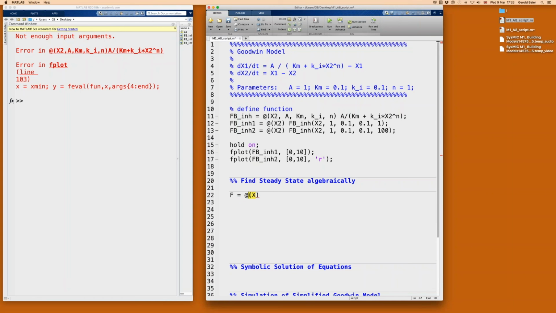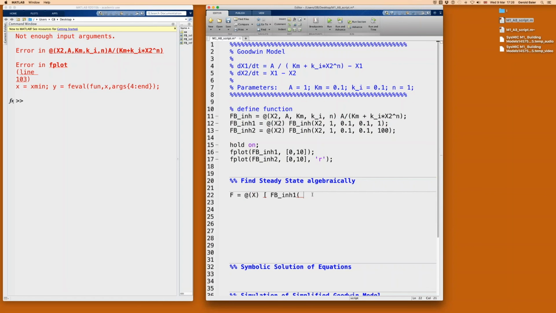So x is going to be a vector of two elements, x1, x2. Let's just use our feedback inhibition one function as a shortcut. Remember, we've got particular parameters set here, defined here. It doesn't really matter, we can change those later. But let's just start with feedback inhibition one.